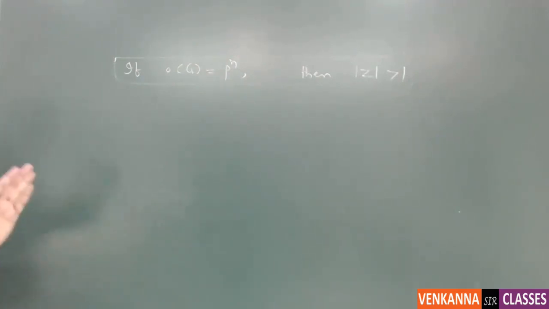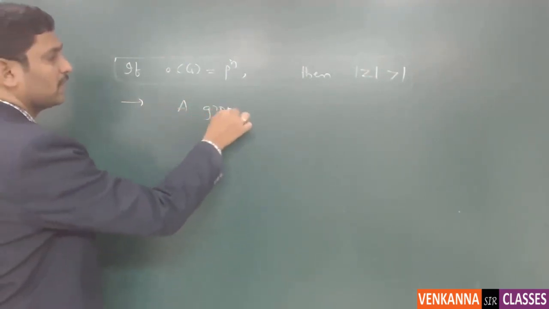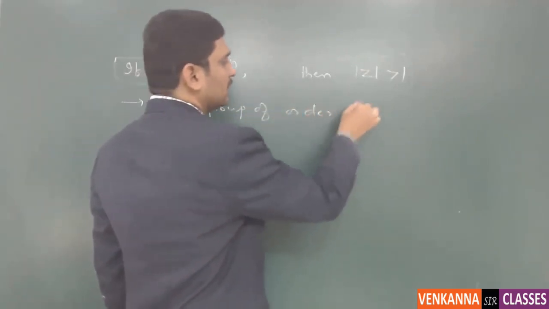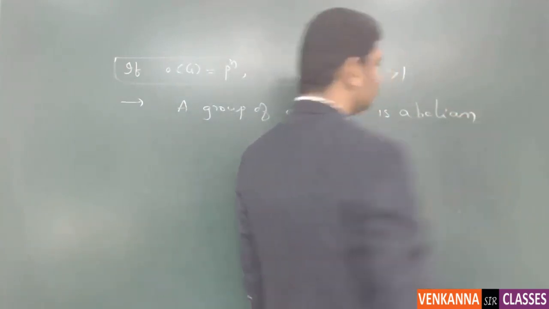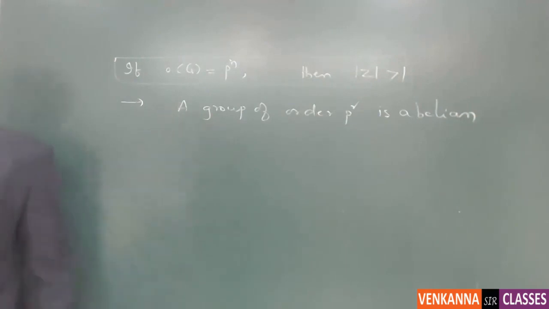Now the current problem we are going to take is: a group of order P square is abelian. It is a previous year question we will discuss right now. It is also asked in the previous year papers. A group of order P square is abelian.